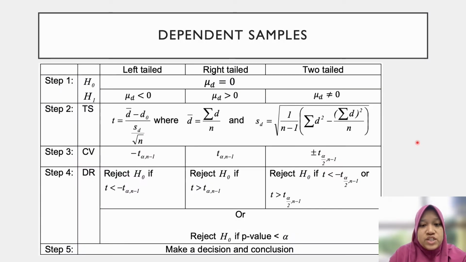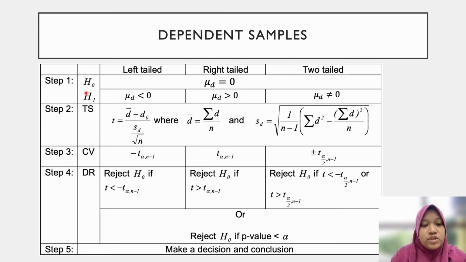So before we go further into the example, let's take a look at the 5 steps involved in testing the dependent sample. As you still remember, our first step is to construct the null hypothesis and the alternative hypothesis. The procedure is still the same for all the cases that we already looked at. We have 3 types of hypothesis that can be tested: either left tail, right tail, or two tail.